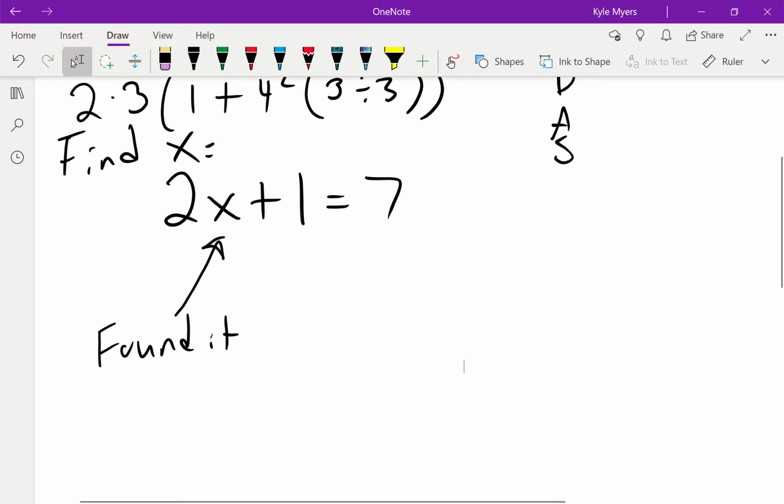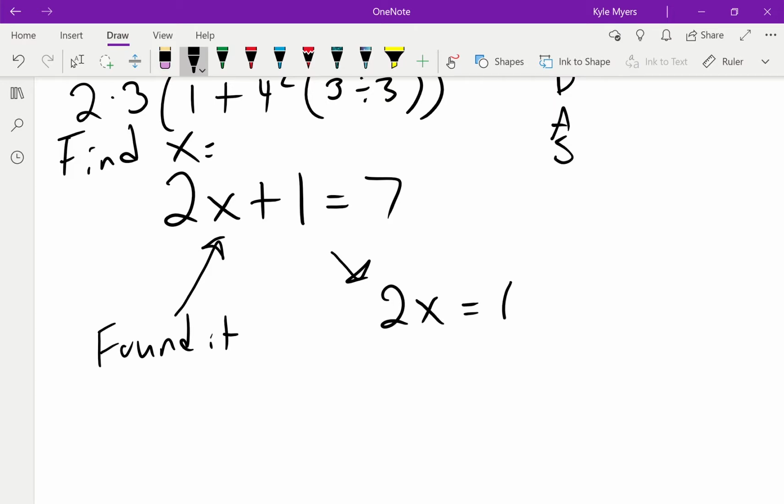But anyways, why is that there in the first place? Well, let's solve this first, right? So 2x equals 6, because I would subtract 1 from both sides. And I would divide both sides by 2 and get 3. So x equals 3. Now, that means that x equaled 3 all along. X didn't equal some other number before. It's just that I didn't know what it equaled yet.